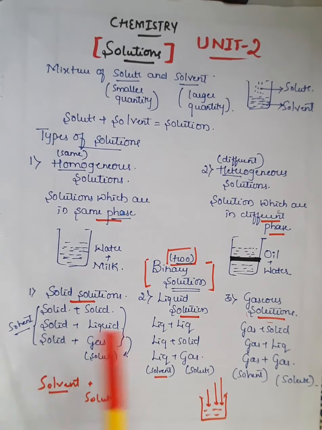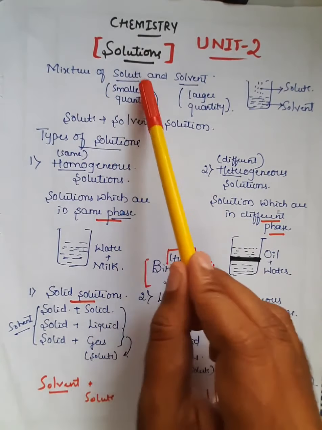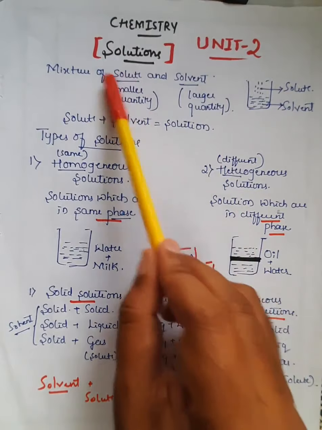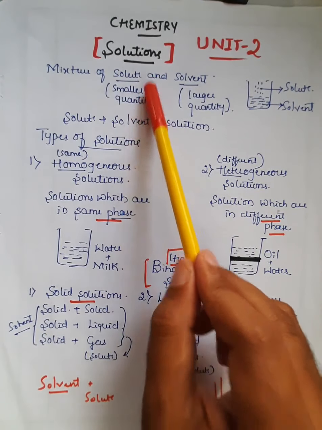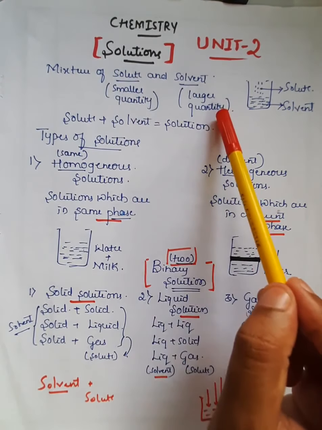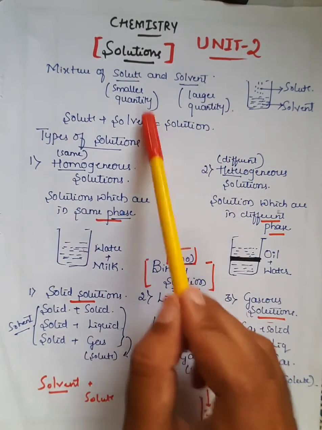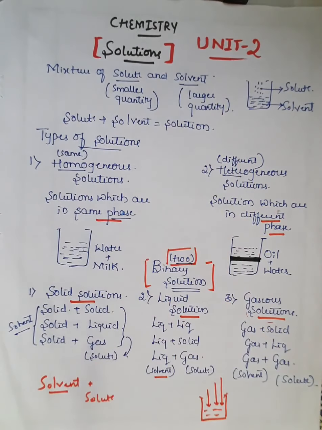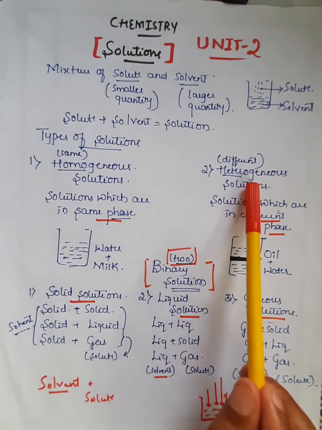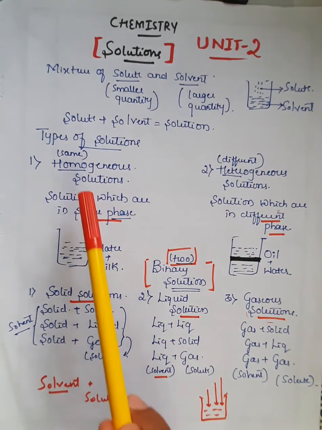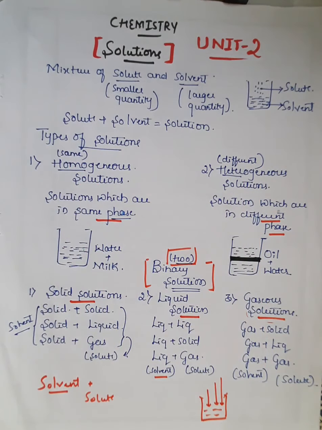So that is the explanation about the binary solutions, right? We already know that a solution means a mixture of solute and solvent. The solute is the smaller quantity, and the solvent is the larger quantity, and solute plus solvent will generally convert into solution. The main types of solutions are two: homogeneous and heterogeneous, where homogeneous means both components, that is solute and solvent, mix with each other.